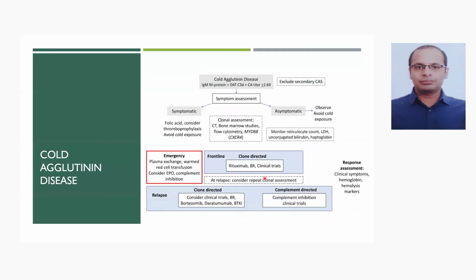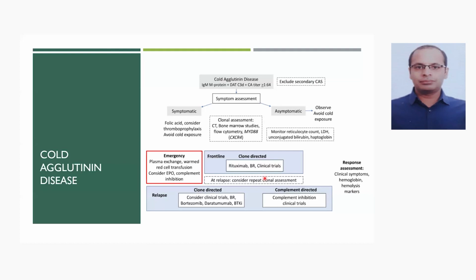Then there is the syndrome of cold agglutinin disease, in which the patient presents with severe cold-mediated anemia, which is IgM mediated, and the patient has a direct antibody test positive for C3d with a high titer, that is, a high-titer cold agglutinin of more than 1 in 64. If the patients are asymptomatic, they can be observed and asked to avoid cold exposure.